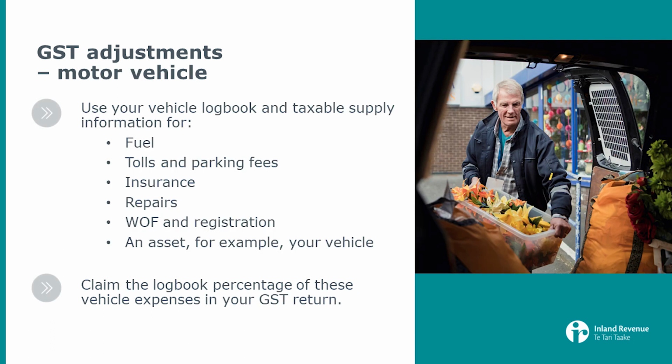A logbook is a good way to work out how much of your vehicle expenses and GST you can claim. You can claim the GST on expenses such as fuel, road user charges, insurance, etc. Ensure you retain taxable supply information for these expenses. If you're using a logbook, you should complete it for a minimum of 90 days to work out the business use percentage. You can use the result of the logbook to claim for the business share of your vehicle expenses for the next 3 years. After 3 years, or if your business use changes by more than 20%, you'll need to start a new logbook to work out a new business use percentage.